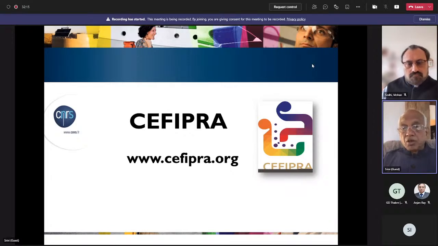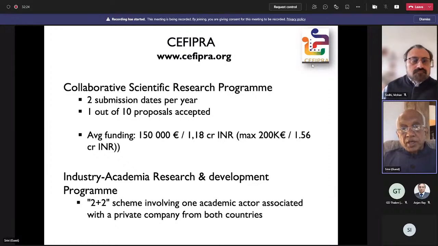In English, it would be Indo-French Center for the Promotion of Advanced Research. And this is an extremely interesting mechanism because it provides collaborative scientific research grants. You have two submissions per year, two deadlines per year, and the funding is quite attractive, 150,000 to 200,000 for a 3-year program. And this is basic research, meaning you have one scientist in your institution, you can find a collaborator in France and then apply for that.